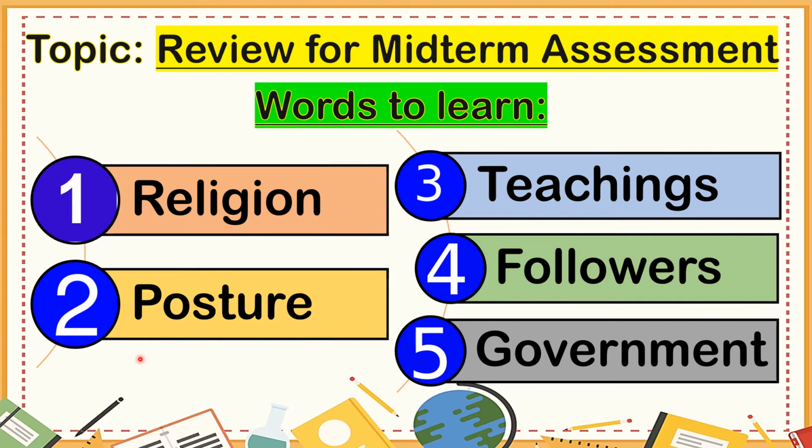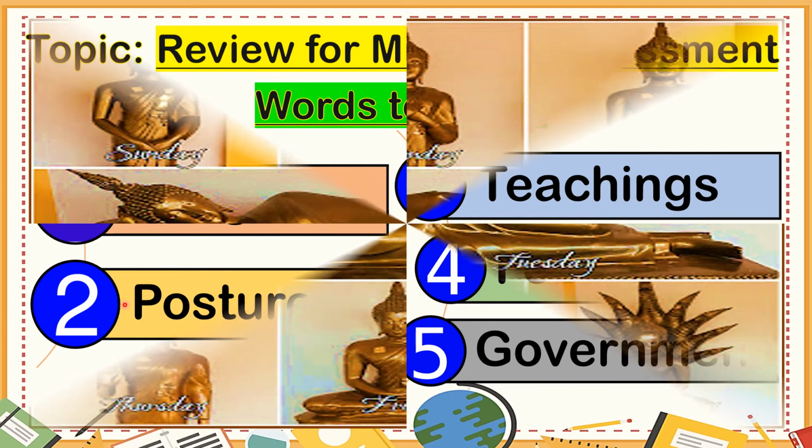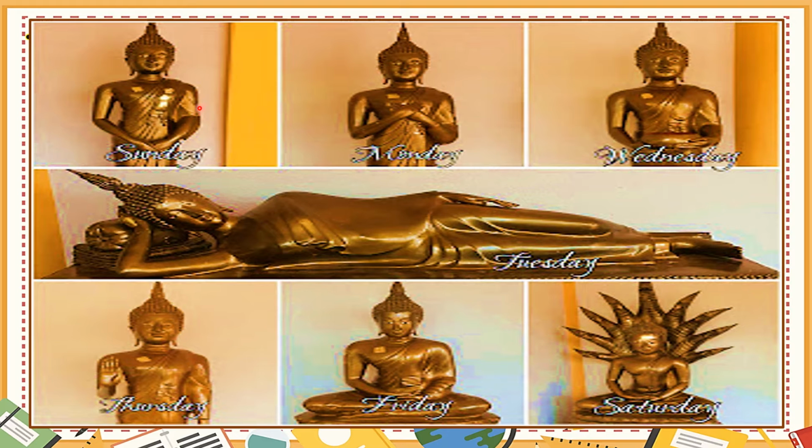Let's proceed to the second word, which is posture. So class, these are the 7 Buddha postures of the days of the week. We have Sunday, Monday, Tuesday, Wednesday, with daytime and nighttime on Wednesday, Thursday, Friday, and Saturday. And we are going to review these Buddha postures one by one later on.